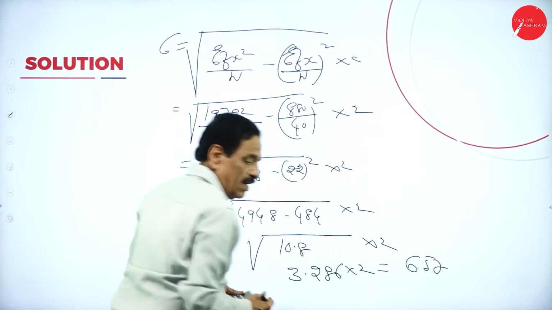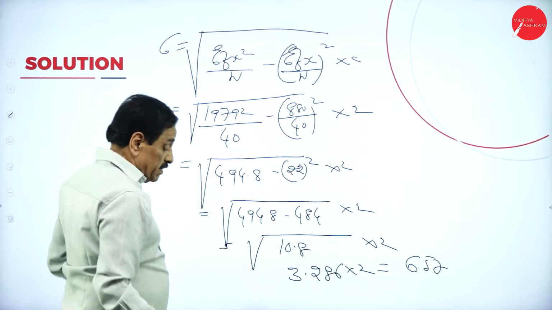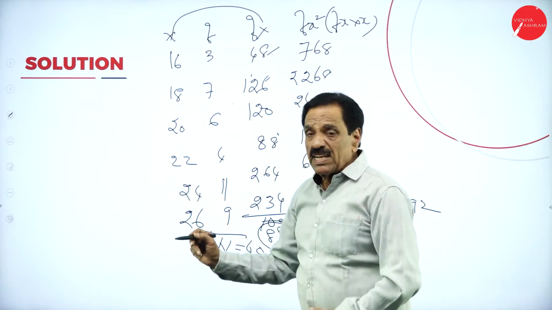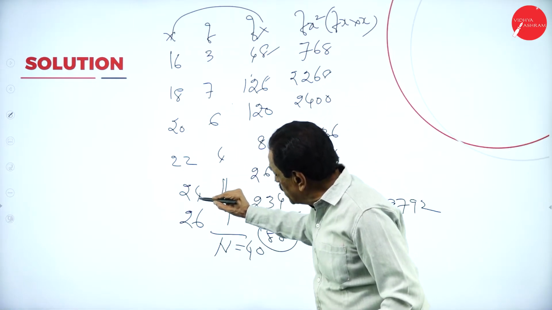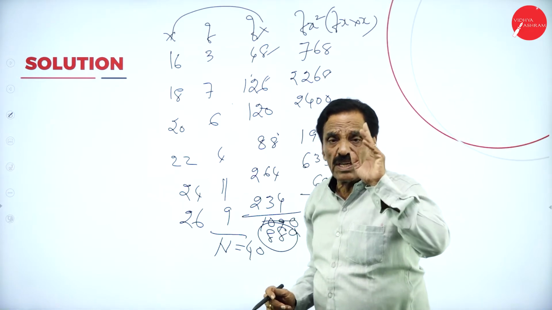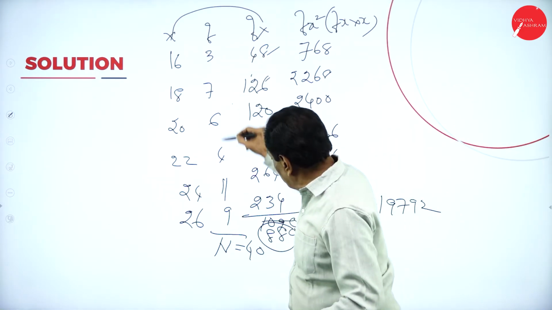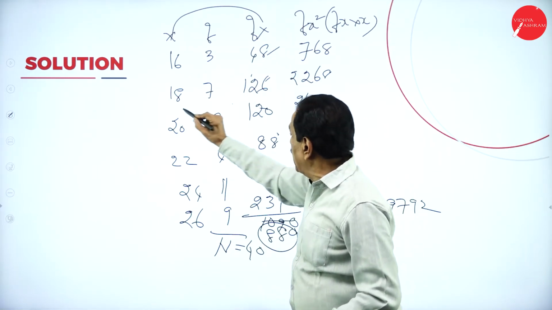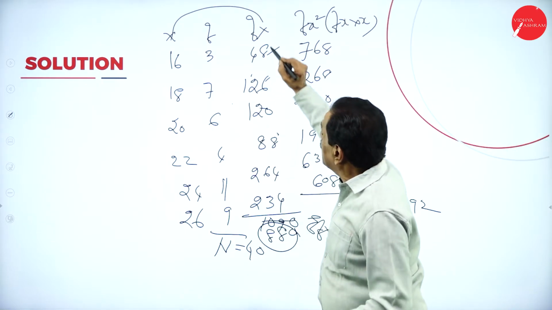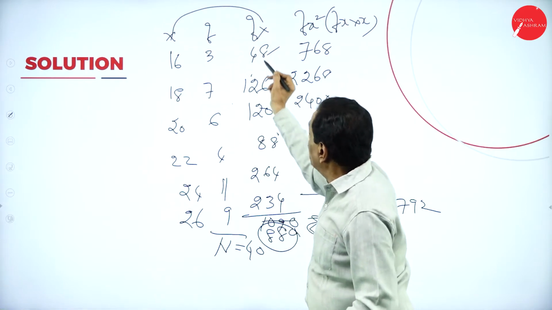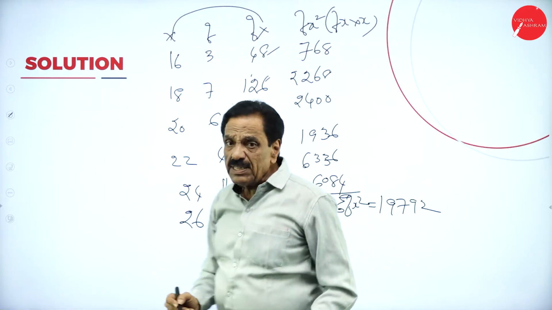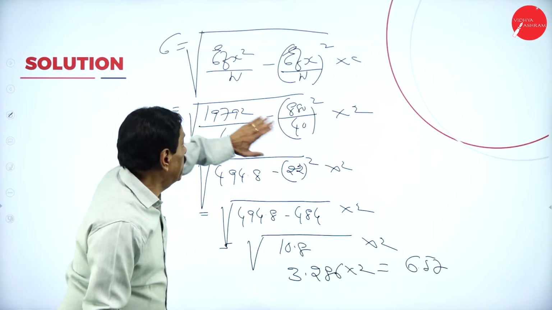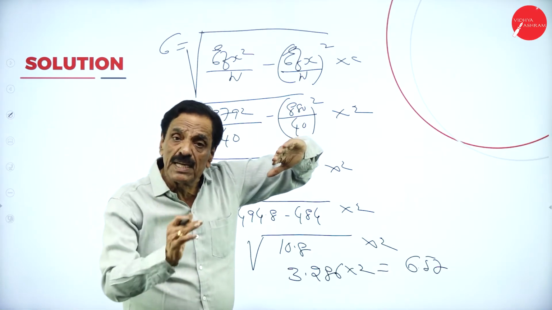6.57. I will explain once again. The numbers given are 16, 18, 20, 22, 24, 26. There is a difference of 2, that is called the class interval. Then they have given the frequency equal to 40. What is the first step? f into x, 16 3s are 48. Multiply that, it will come 880. Next, fx into x, totally it will come 19,792.